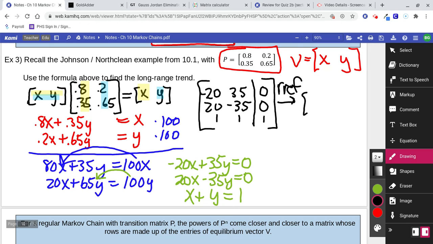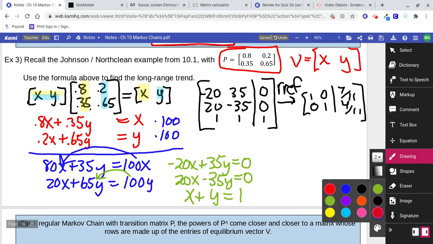So for my RREF, I might just put the two rows that I need, because I don't need that bottom row. It definitely doesn't mean many solutions, okay? But I've got my x and I've got my y. But remember, that's what my v was. That was my vector. That was my equilibrium vector, 7/11 and 4/11.